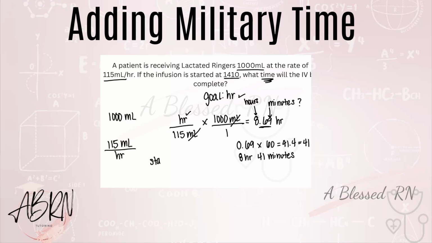So I need to know at what time will it end. So my start time is 14:10. And I'll add 8 hours and 41 minutes. So you see that on the left side, I will add my hours. On the right, I will add my minutes together, and I shall get 51 minutes and 22 hours. So my end time is going to be 22:51.